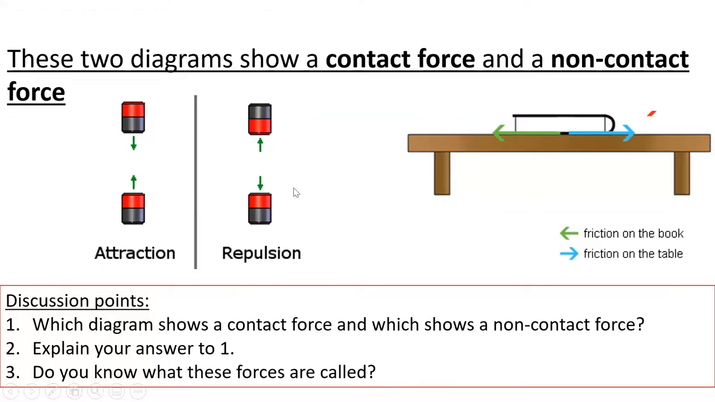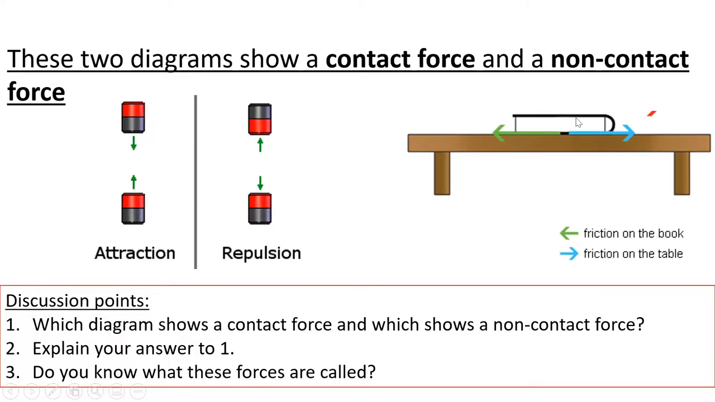Okay, so let's think about that. First, the easiest thing to think about is, are the magnets touching? Well, they don't have to touch each other to make an effect. You know that you get a fridge magnet and you put it near the fridge, you can feel the magnetism before it actually touches. So it's a non-contact force. That's as simple as it is.